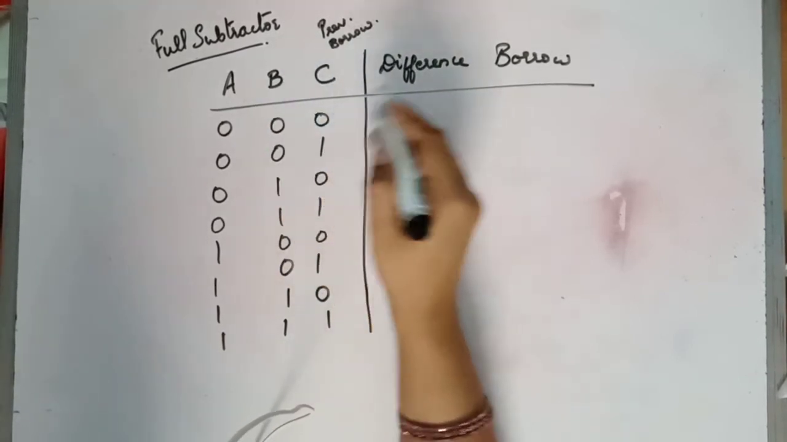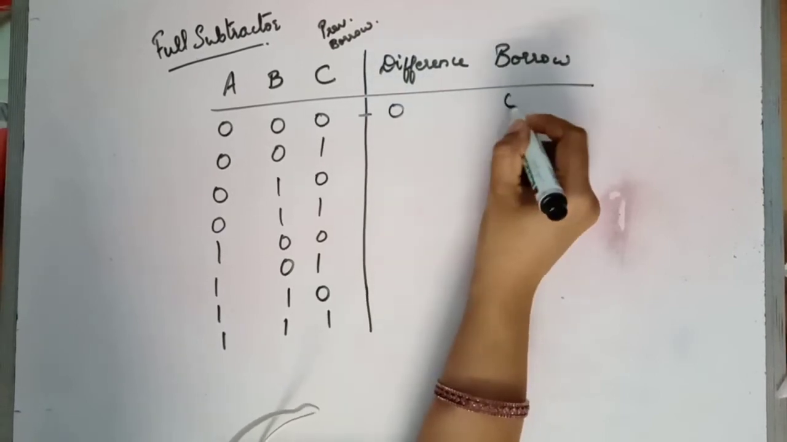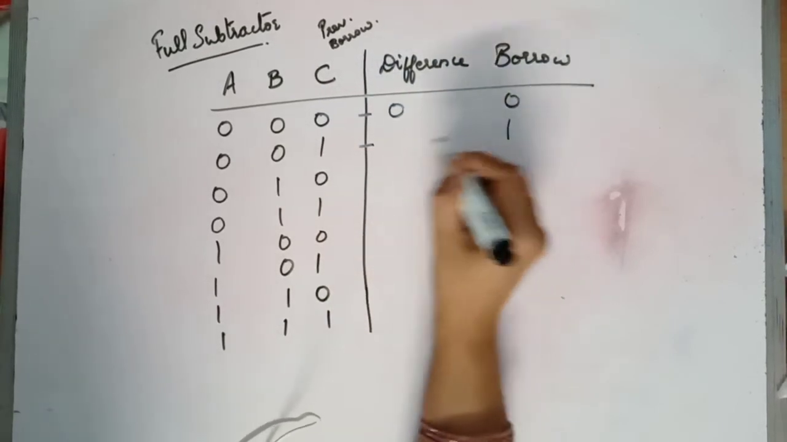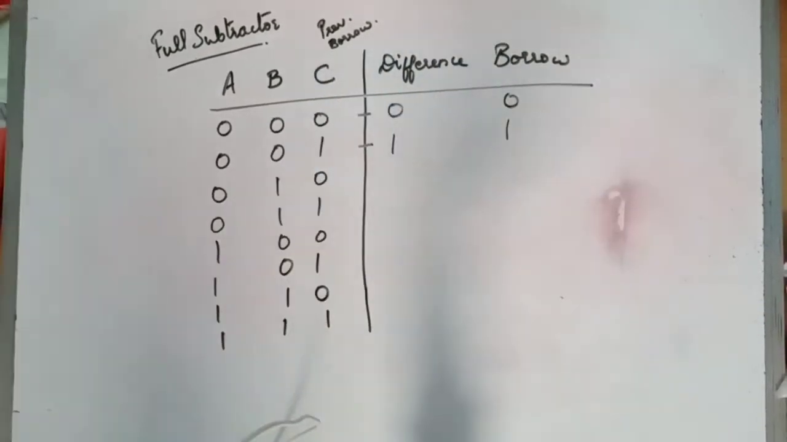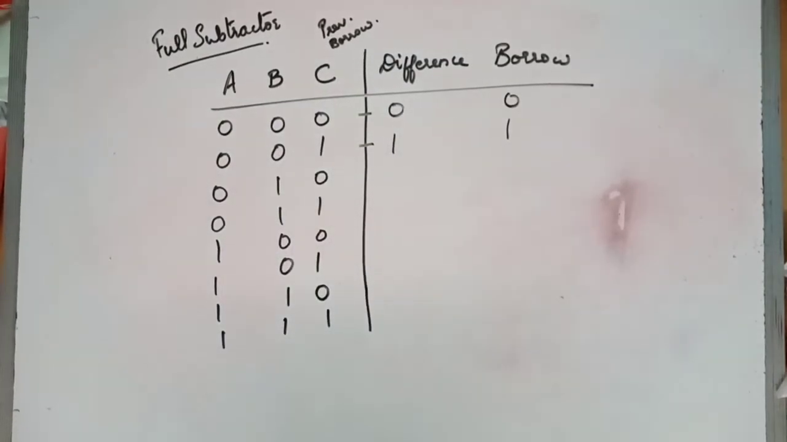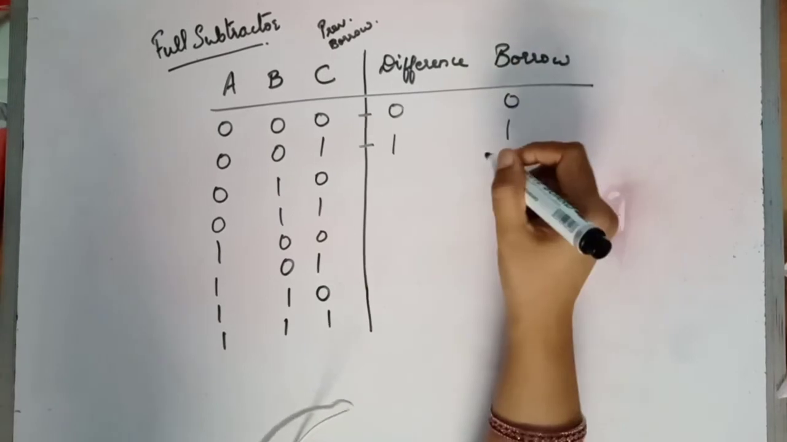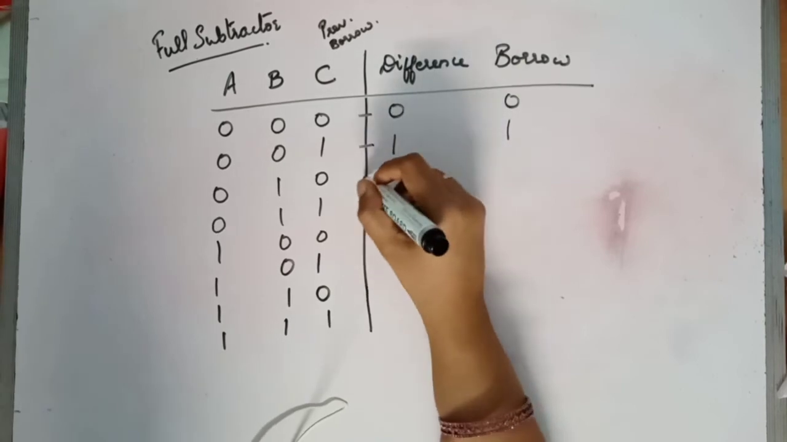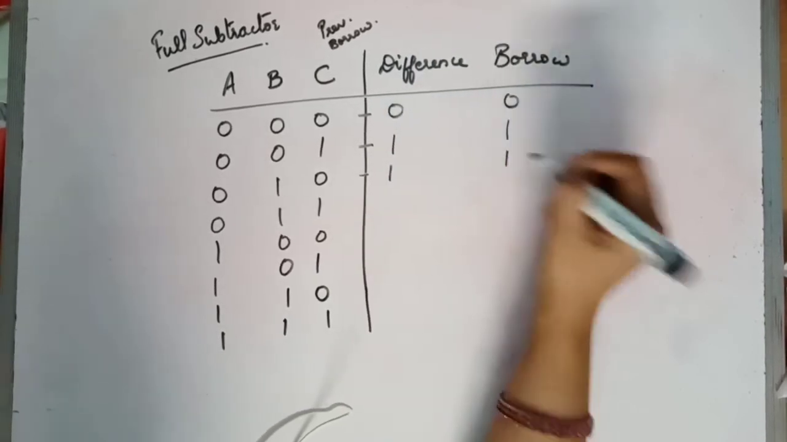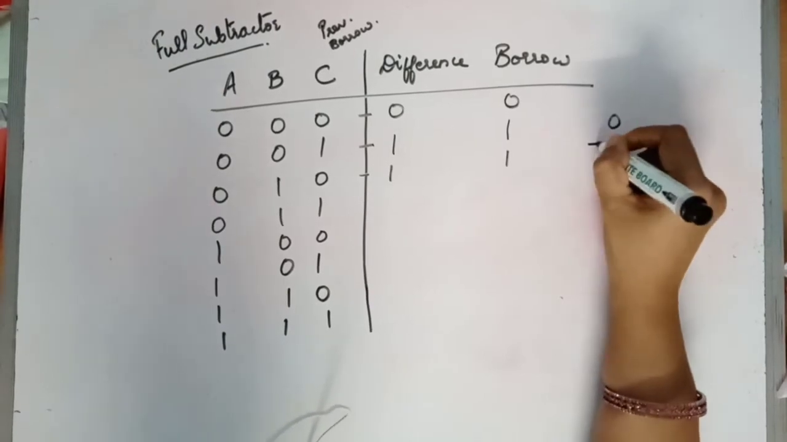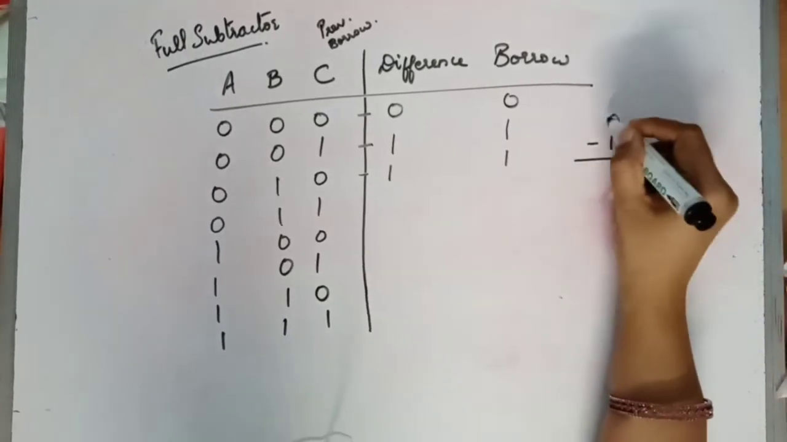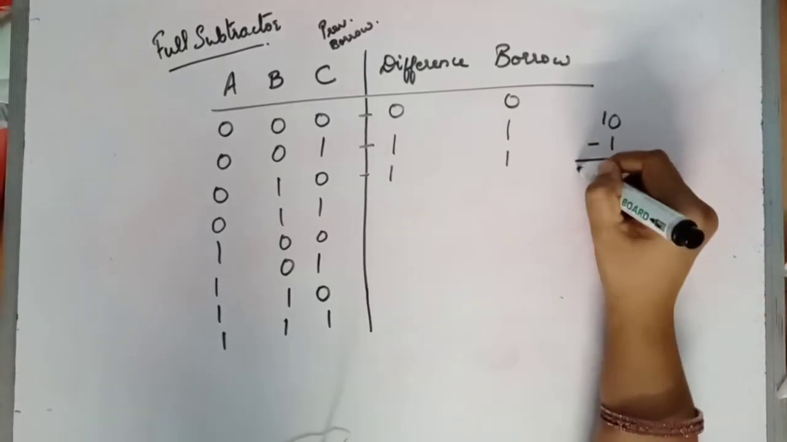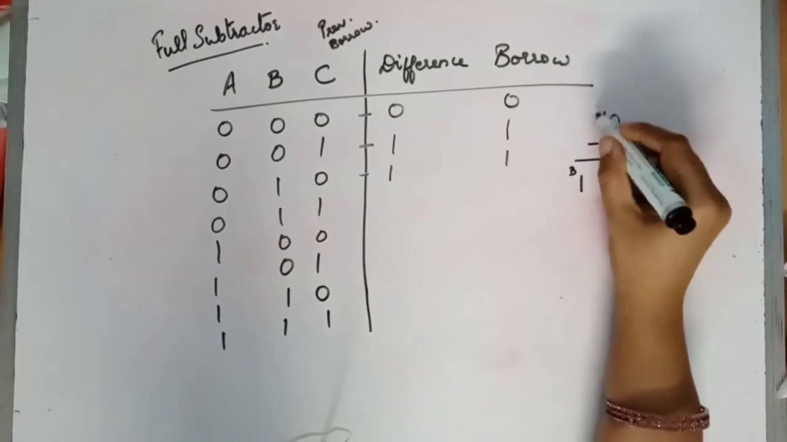So 0 minus 0 minus 0 is 0, no borrow. 0 minus 0 minus 1, you have a borrow and difference is 1. 0 minus 1 minus 0, you have a borrow and difference is 1. 0 minus 1 minus 1, you already had a borrow. That is 0 minus 1, you are borrowing. Difference is 0, and you have a borrow.